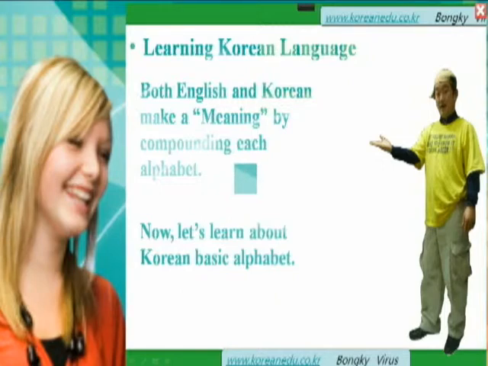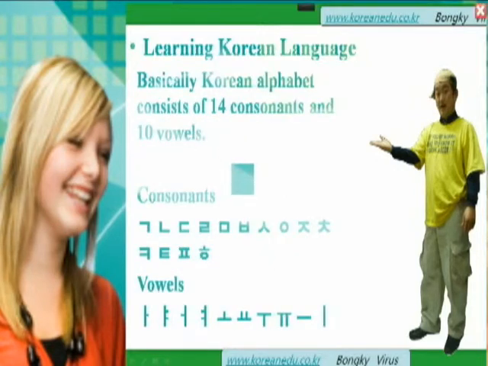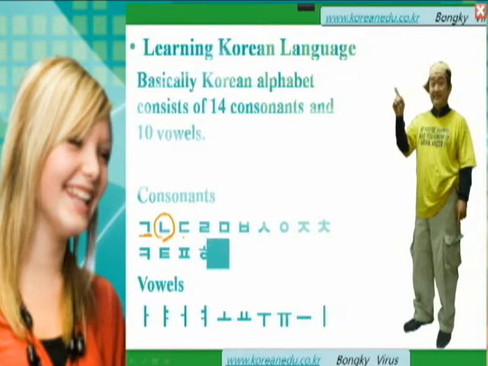I will show you. Basically, there are 14 consonants and 10 vowels in the Korean alphabet. Let's see the consonants first. The first one is 기역, 니은, 디귿, 리을, 미음, 비읍, 시옷, 이응, 지읒, 치읓, 키읔, 티읕, 피읍, 히읗. There are 14 consonants in the Korean alphabet.